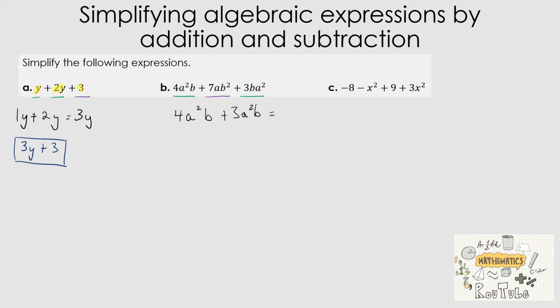Now remember, we're not changing any of the powers, so it's still going to be a squared b. The only thing we're going to change is the coefficient. So we're just going to add 4 plus 3 to give us 7.